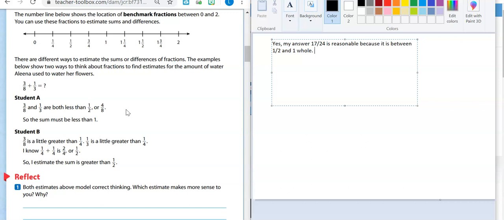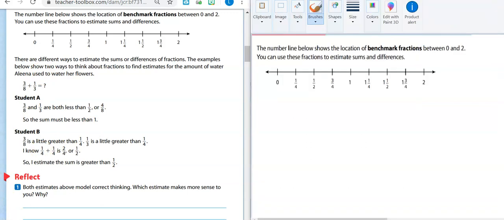Now we're going to reflect on what both students wrote, and we're going to see which student's response makes more sense. Now, keep in mind, both students' answers are correct, and they do demonstrate correct thinking, but we want to see which one makes more sense to us and why. So let's go ahead and evaluate. Student A says 3/8 and 1/3 are both less than 1/2. So let's go ahead and see by using our number line.